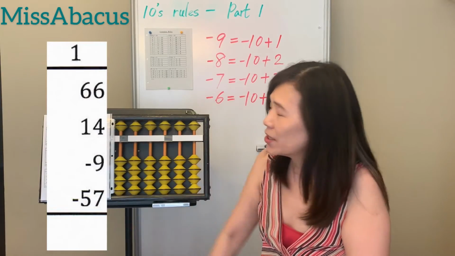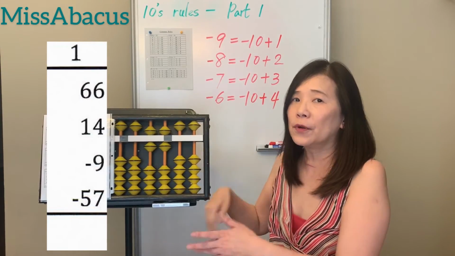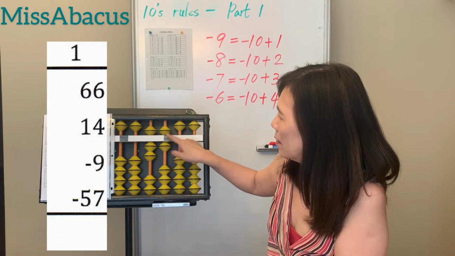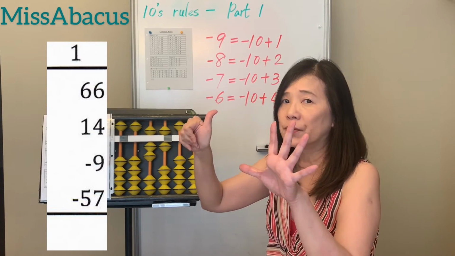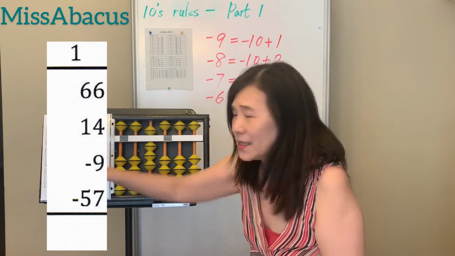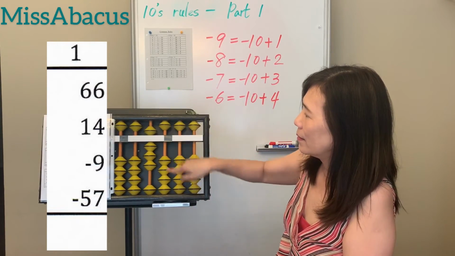So let's try the second page. The problem 1. 66 plus 14. So for the plus, it's last week's rule. Okay, 14 is 10 and 4. You only have 3 left. So 4's rule is take away 6 plus 10. Minus 9. Today's rule. If you don't have 9, minus 10 plus 1.